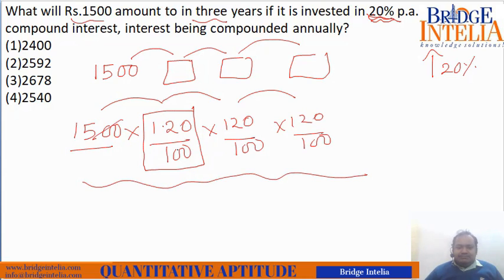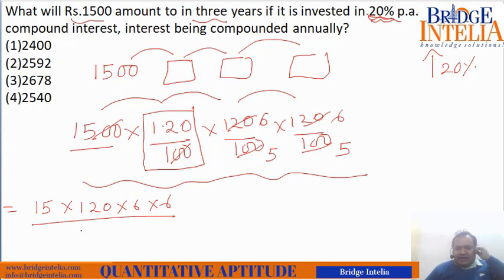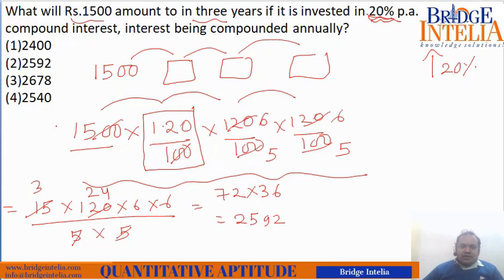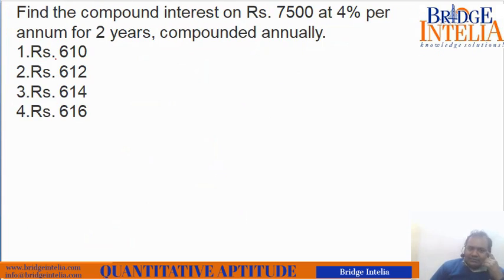So let's solve this. This is 6 by 5, 6 by 5. So this is equal to 15 into 120 into 6 divided by 5 into 5. So this 5 3 times, this 5 24 times. So 24 into 3, 72 into 36. So that is equal to 2592. Let's move to the next one.